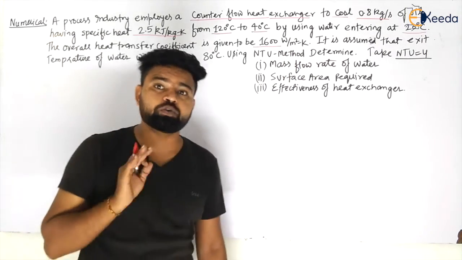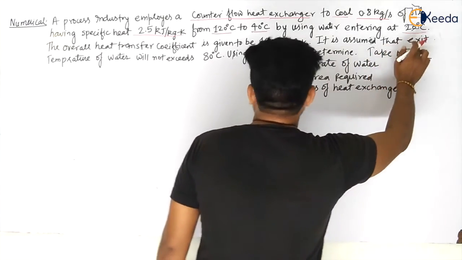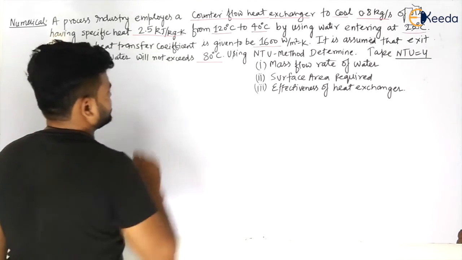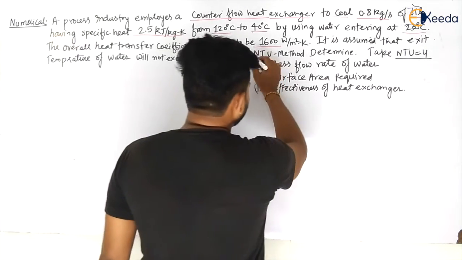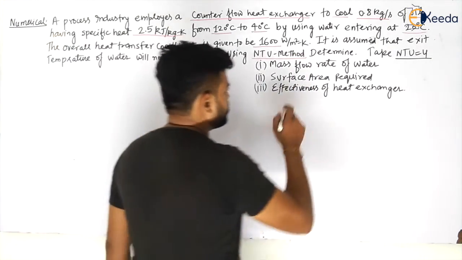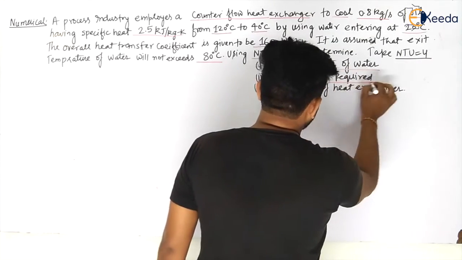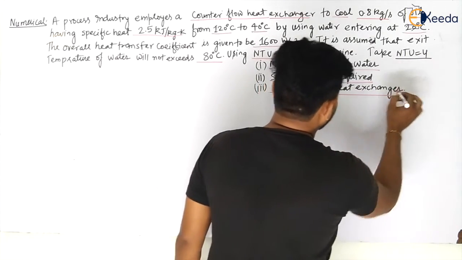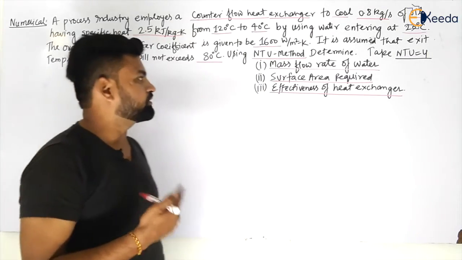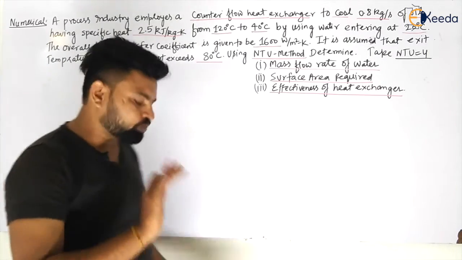So they have given the overall heat transfer coefficient. Now it is assumed that the exit temperature of water will not exceed 80 degrees Celsius. Using the NTU method, he has specified that we have to use the NTU method, my dear students. Now determine the mass flow rate of the water, the surface area required, and the effectiveness of the heat exchanger. So the mass flow rate of water we have to calculate first, then the surface area required and the effectiveness of the heat exchanger, my dear students. So let us see this question.